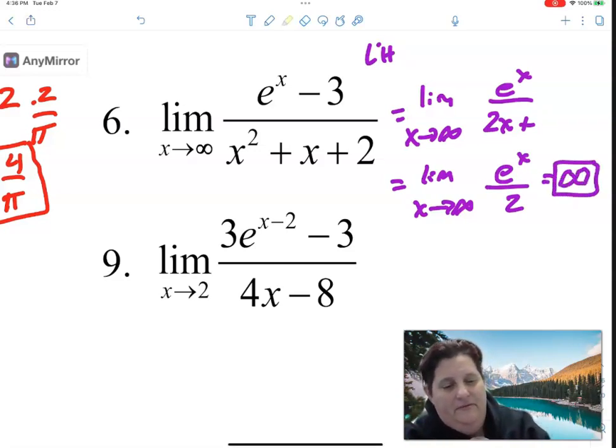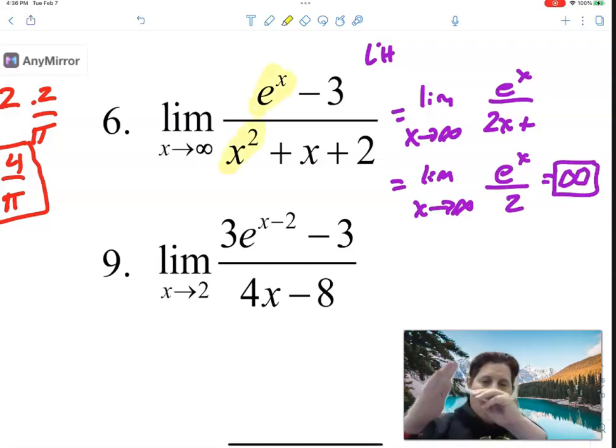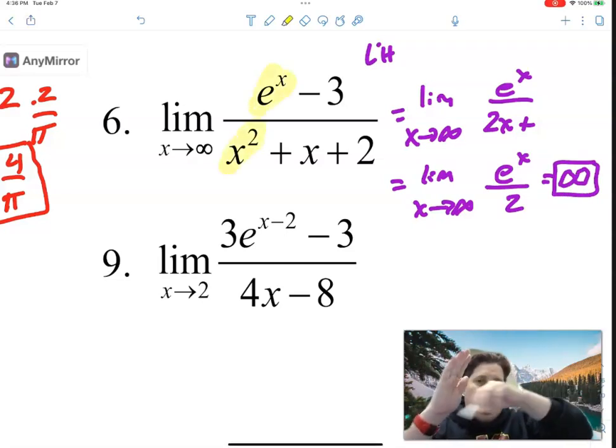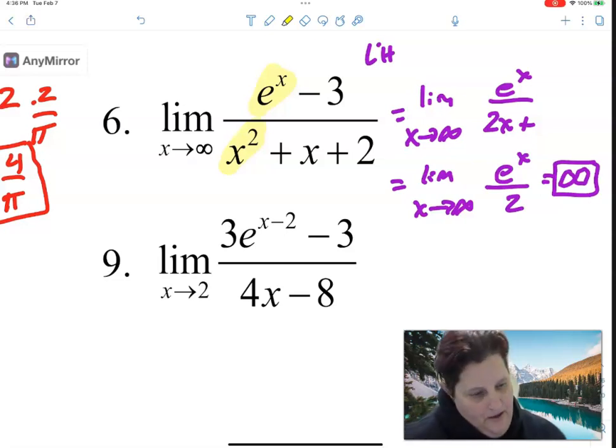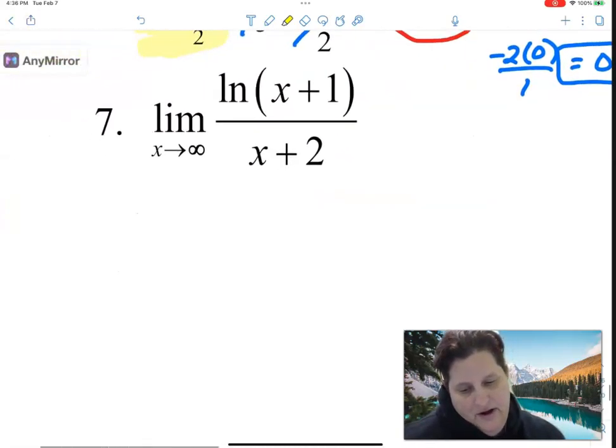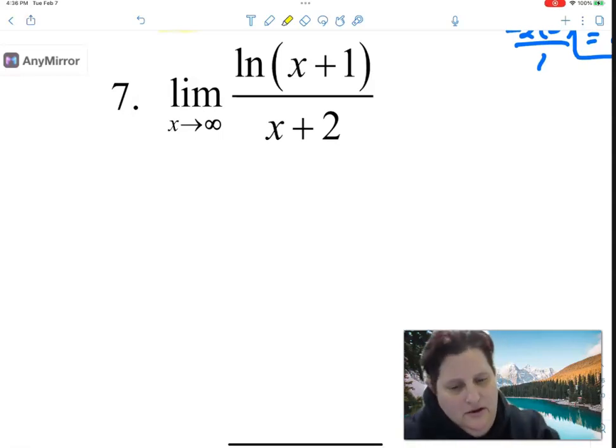Another thing you could think about from the beginning is the growth rates of these. We know that x squared grows not nearly as fast as an exponential, and e to the x grows way faster. So it's going to approach infinity because it grows faster. So you can do it that way too. Okay, perfect. Number 7.